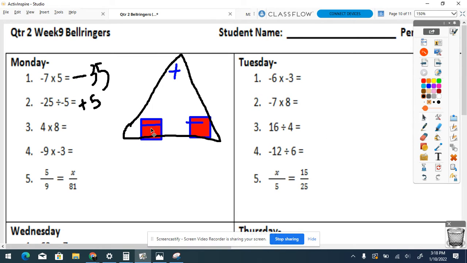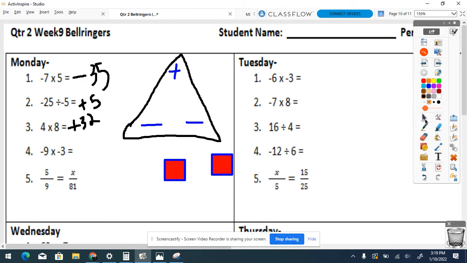All right, what about number 3? 2 positives. Well, heck, I don't have 2 positives on my triangle, but we know since 4th or 5th grade, if we multiply 2 positive numbers, our answer is going to be positive. So this one is simply 8 times 4, which is 32.